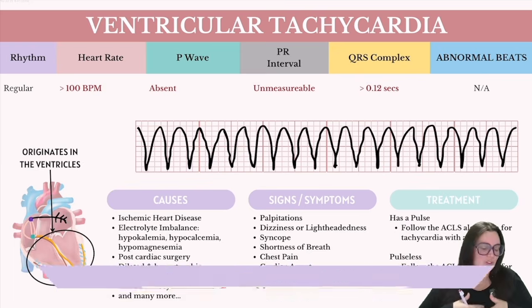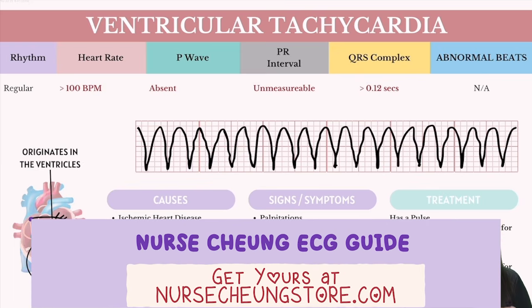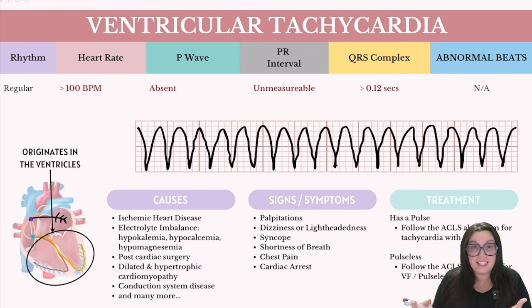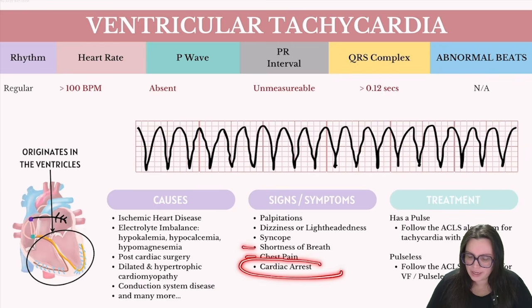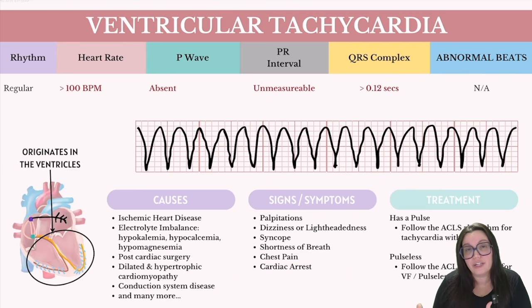So signs and symptoms are like any other rhythm that we typically see whenever we're seeing any kind of irregularity with the heart rhythm. You could have palpitations, dizziness and lightheadedness. Syncope is huge. Fainting can obviously occur whenever there's an irregularity within the heart system. Shortness of breath, chest pain, and the biggest one here that I want you to remember is cardiac arrest. Because as we talked about before, ventricular tachycardia can lead into ventricular fibrillation, which is just cardiac arrest.